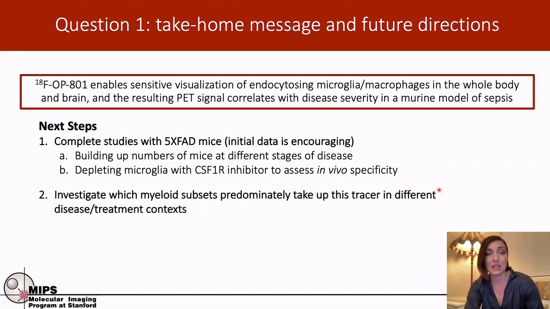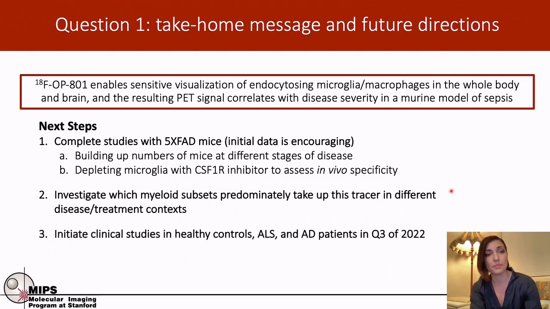We'll also be investigating which myeloid subsets in particular are predominantly taking up this tracer in different disease contexts and also after different treatments. So for instance, we're looking at EAE at the moment and we're treating with various drugs. So we're going to be doing RNA-seq and a whole range of studies to really understand what the image truly represents in terms of the myeloid cell subsets.